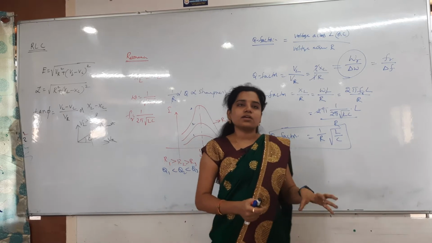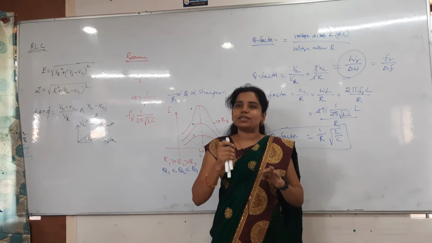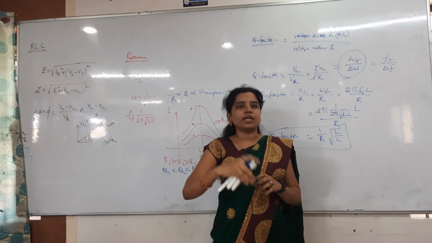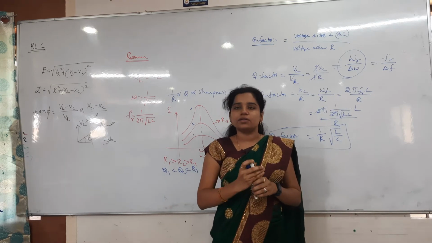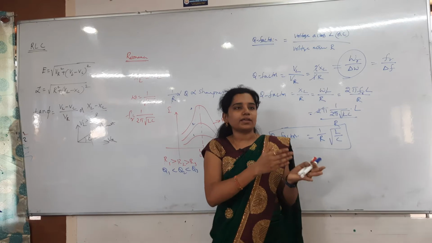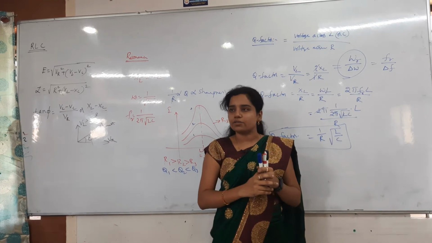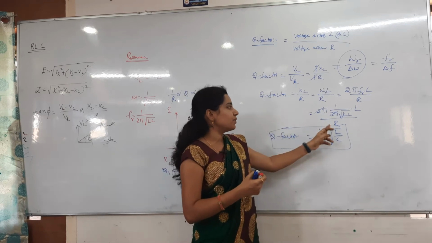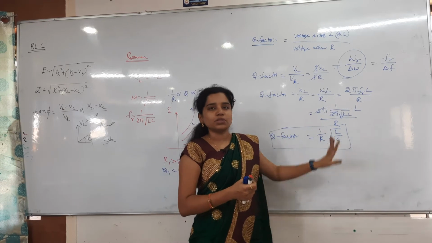So voltage across the inductor or capacitor divided by the voltage of resistor. So VL, otherwise VC, by R. Then what happens from there? I can write either XC or XL by R. From that, what is the formula? We got the Q factor formula as 1 by R into root L by C.